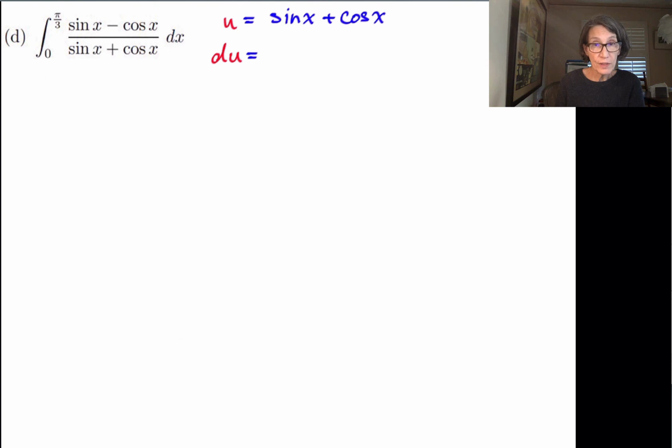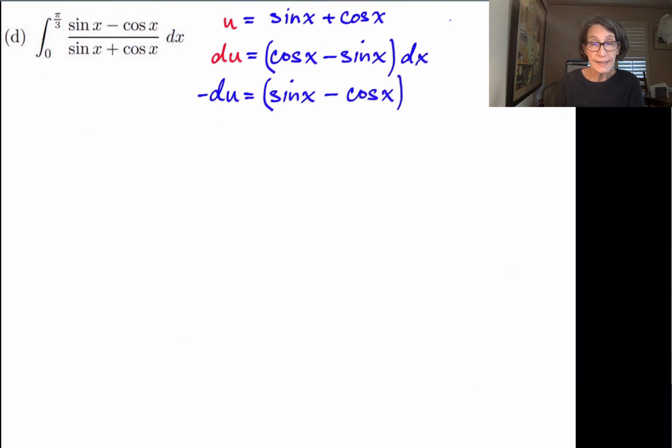du is going to be the derivative of sine x, which is cosine x, plus the derivative of cosine x, which is minus sine x, times dx. And I look back at my numerator, and my numerator is sine of x minus cosine of x times dx. That's pretty close. All I have to do is multiply by -1 to get that. So negative du turns out to be the opposite of cosine x minus sine x, which is sine of x minus cosine of x dx.